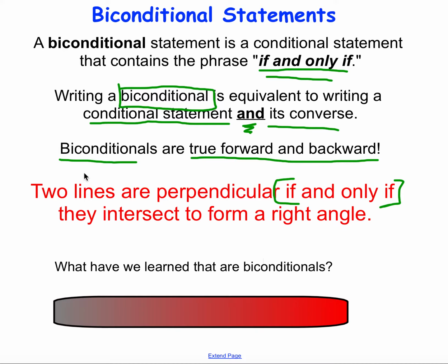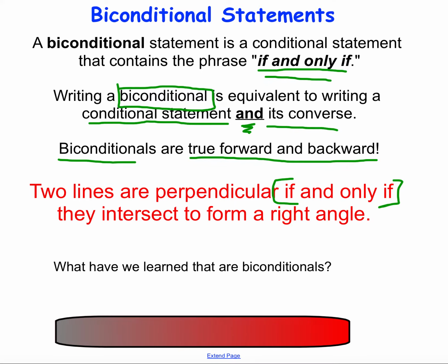Well, if biconditionals are true forwards and backwards, then we have also learned some other things that are true forwards and backwards, and that would be all of our definitions. All of our definitions are true both forwards and backwards. I want you to look at your theorems and postulate sheet for just a second and see if there are any theorems or postulates that we have learned that are true both forwards and backwards. Those would also qualify as biconditionals. We could write them as an if and only if statement.